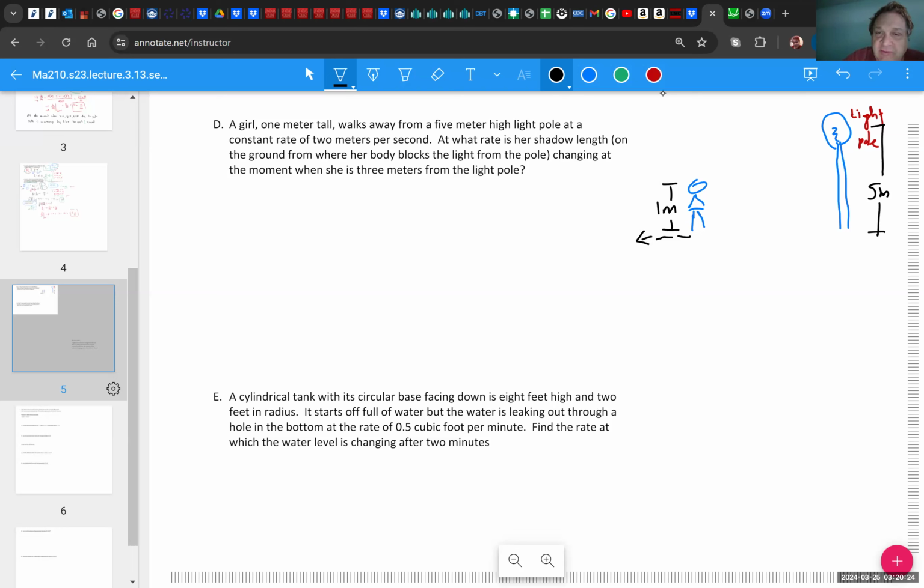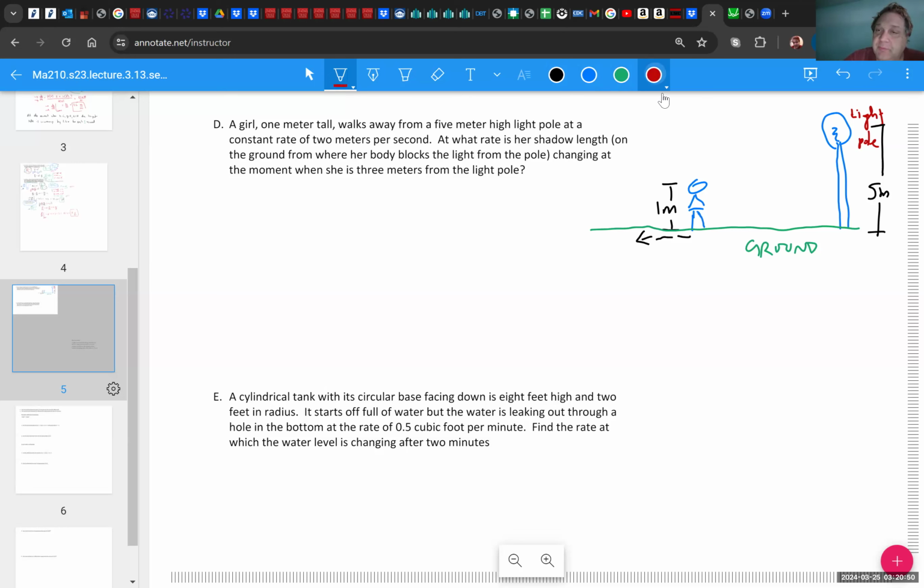At what rate is her shadow length on the ground? So I need a ground. My ground will be green. There's my ground. She's walking along the ground away from the light pole. At what rate is her shadow length? The shadow length is on the ground from where her body blocks the light from the pole.